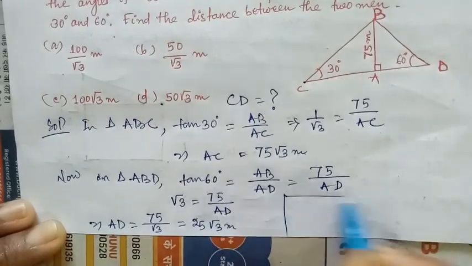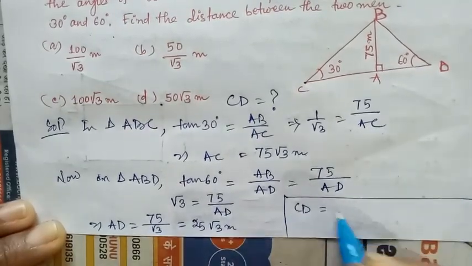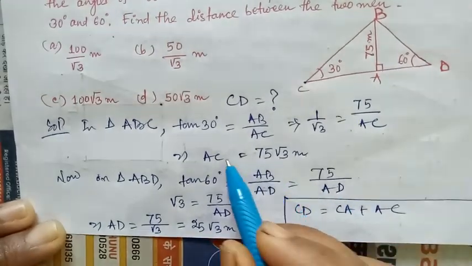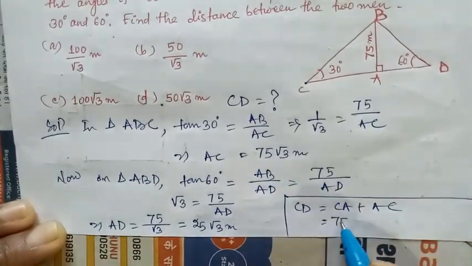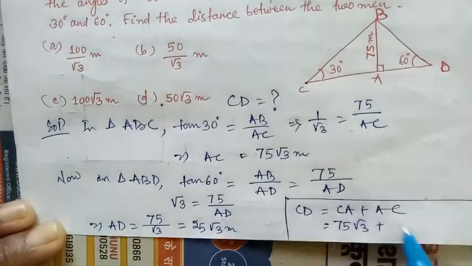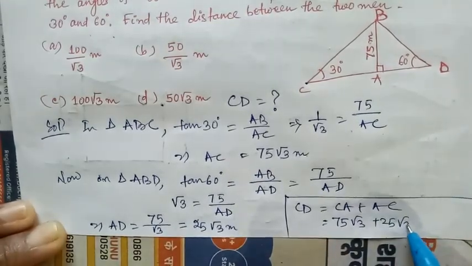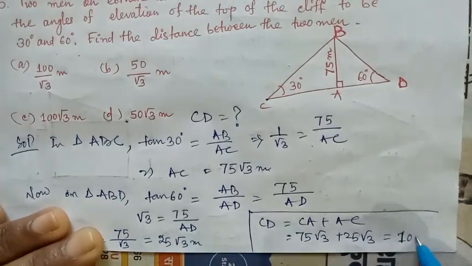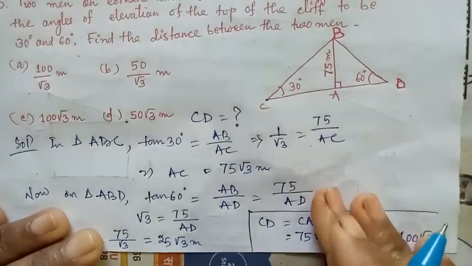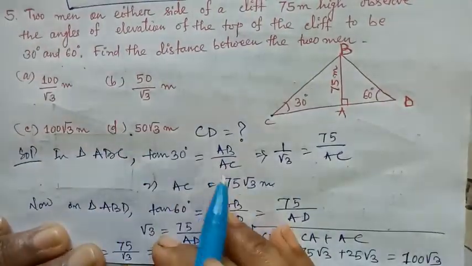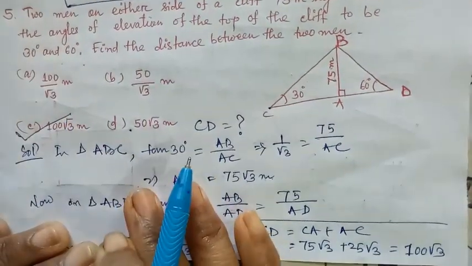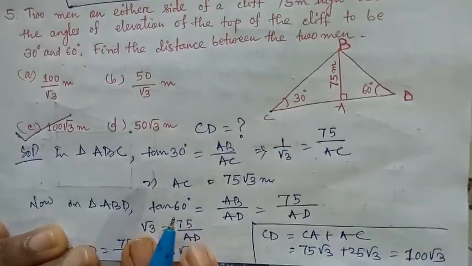We have to find out CD. CD is equal to how much? CA plus AD. CA or AC is how much? 75 root 3 plus 25 root 3, that is equal to how much? 100 root 3. It is given in option, 100 root 3 meter, option C. Okay, thank you.